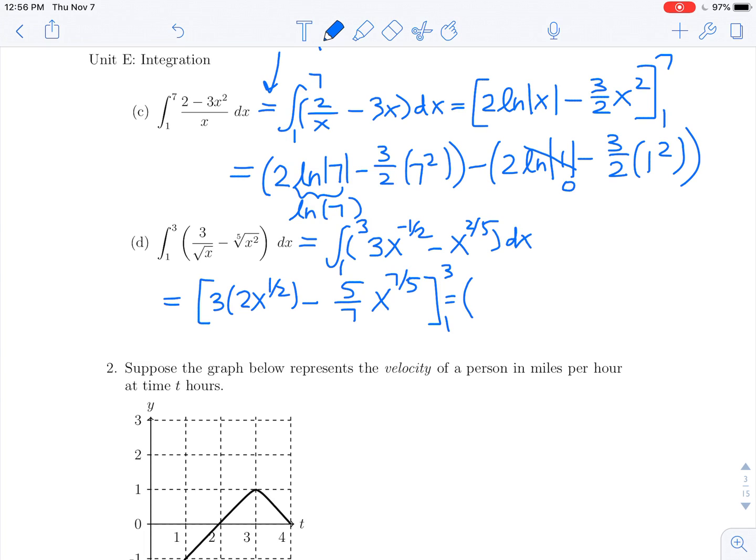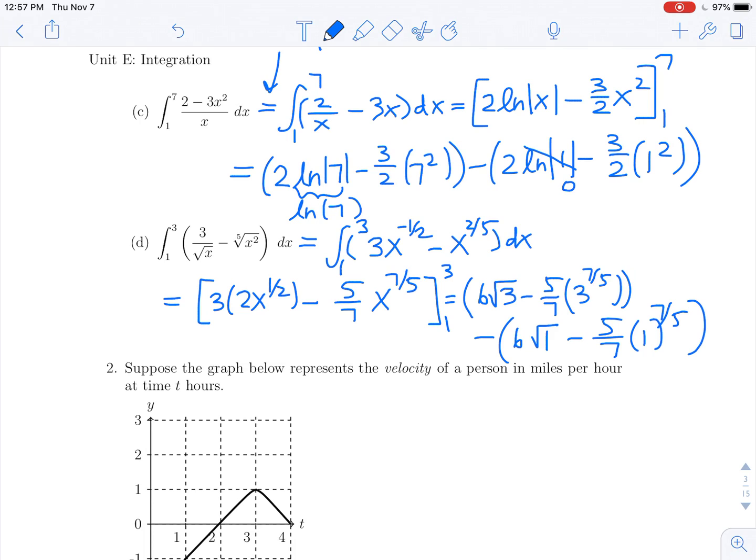So parentheses, let's do 3 times 2 is 6, so 6 square root of 3 minus 5/7 times 3 to the 7/5 power, and then minus 6 square root of 1 minus 5/7 1 to the 7/5 power. Okay. And again, perfectly acceptable form for your final answer. Make sure that you have the parentheses here and here so that the negative that's in front of those parentheses applies to everything that follows.